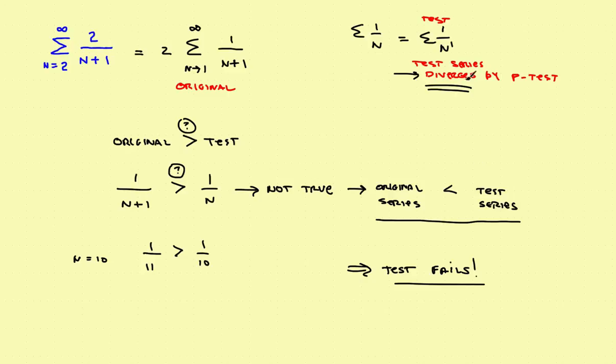So again, in the first example, the comparison test, the test series that you're comparing it to diverged, and the original was greater than the test, and so it diverged. But in this one, the test series diverges. Your original series is actually less than the test series, and therefore the test fails. Okay, let's try another example.